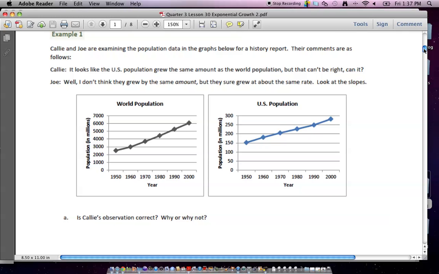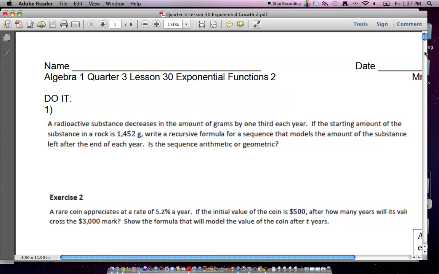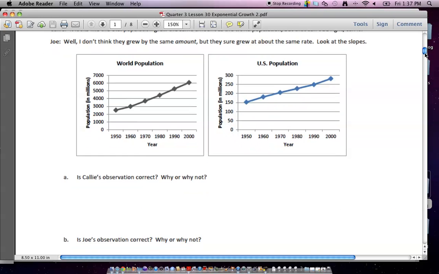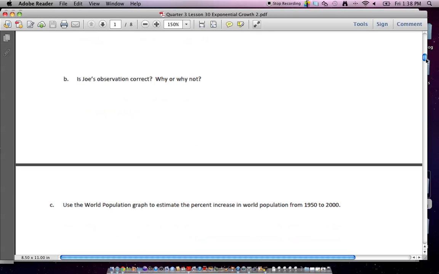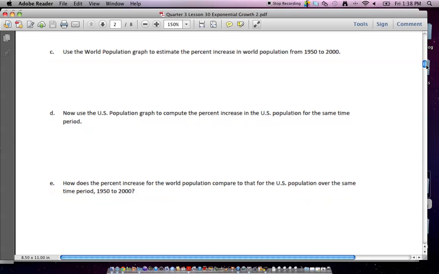And the next question asks, is Joe right or wrong? No, Joe's observation is not correct. And let's show you how we can tell that they did not grow at the same rate. If they grew at the same rate, wouldn't their percent of increase be the same? Does that make sense? Okay, good. So on the next page of the paper, it asks you to figure out the percent of increase. So let's go through and actually do that.